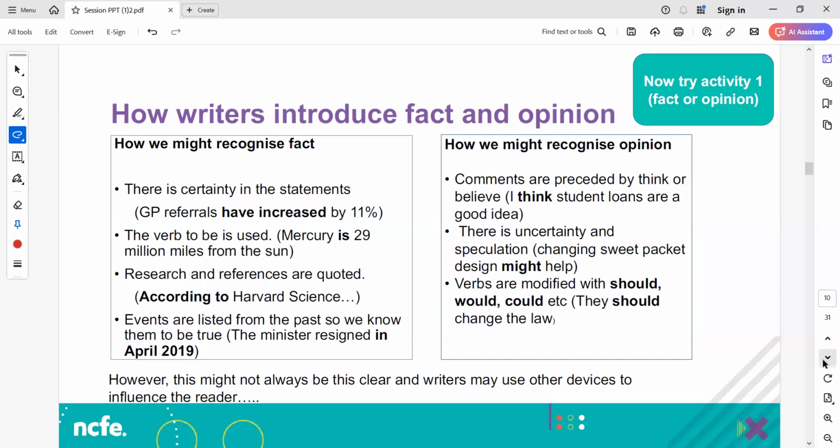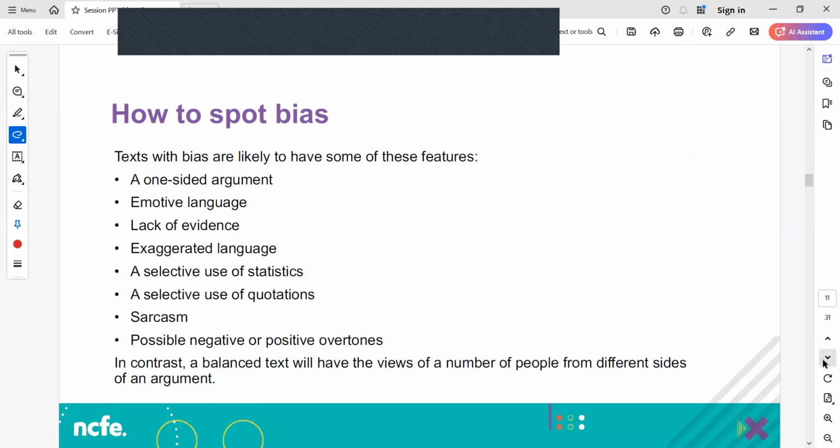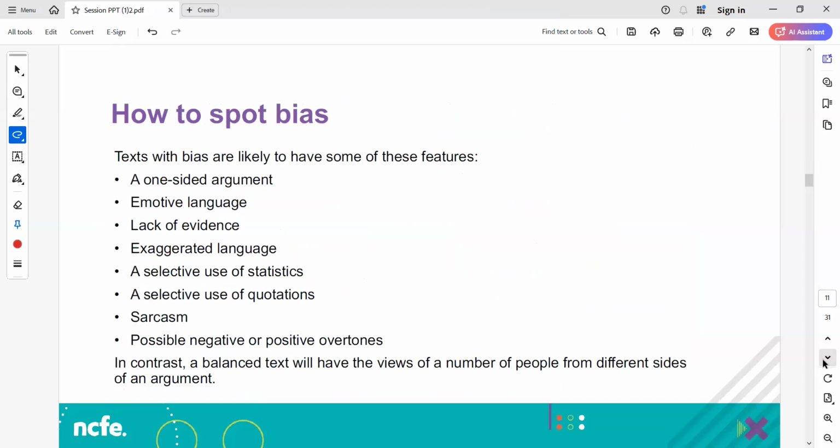Verbs are modified with should, would, could. They should change the law. This law might be changed. If this law was changed, it would likely make a difference. However, this might not always be as clear as these examples, and there may be other devices that writers use to influence the reader. So we talked about bias briefly, how to spot it.